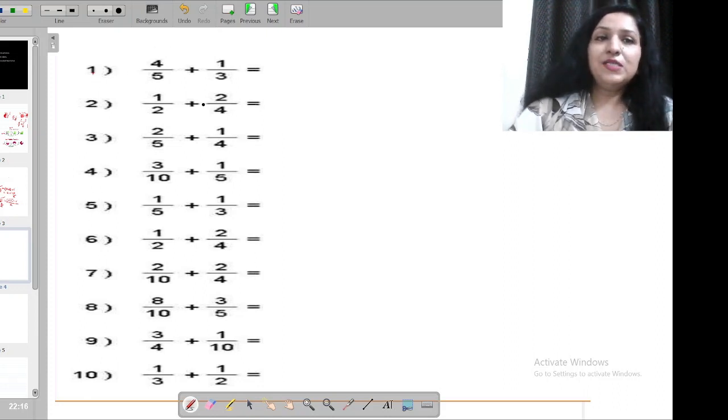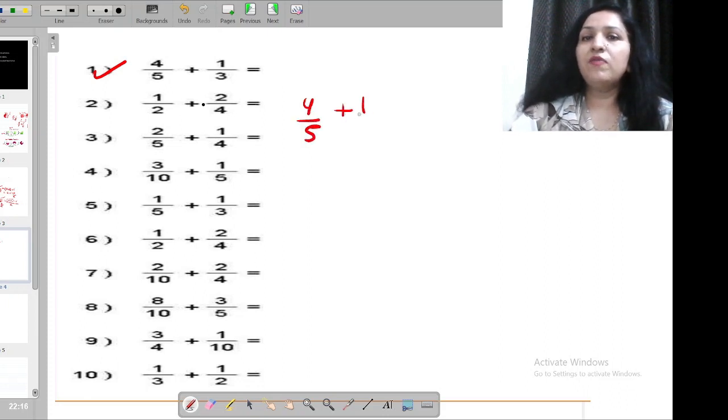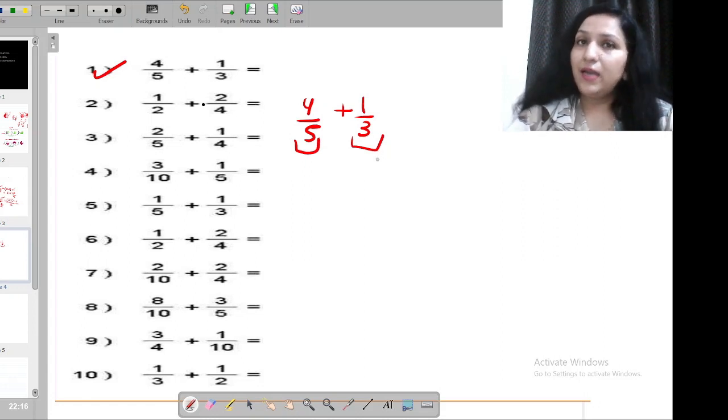Okay. First question here is 4 by 5 plus 1 upon 3. These are unlike fractions because the denominators are different. We can only add like fractions. So step number 1, we need to make them like. To make them like, the denominator has to be the same. Now, which number comes in the table of 5 and also in the table of 3? Okay, the smallest number we are looking for, that is the least common multiple or LCM.